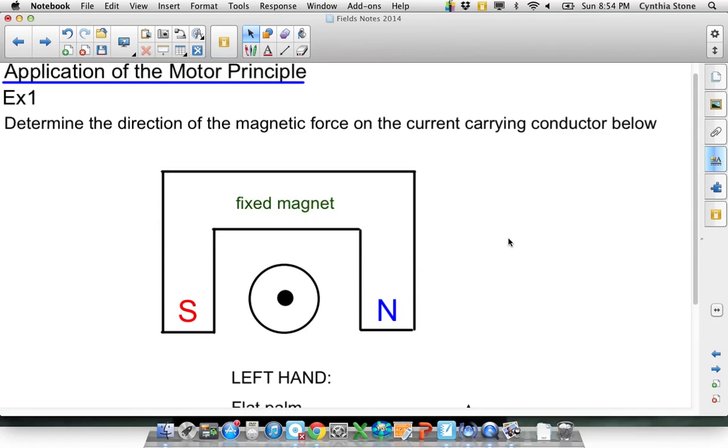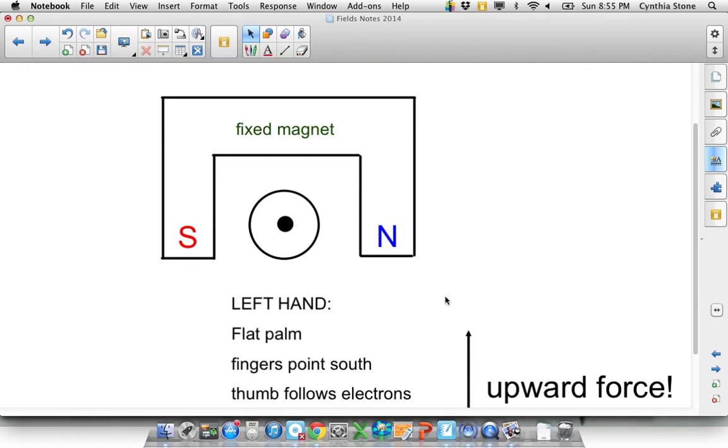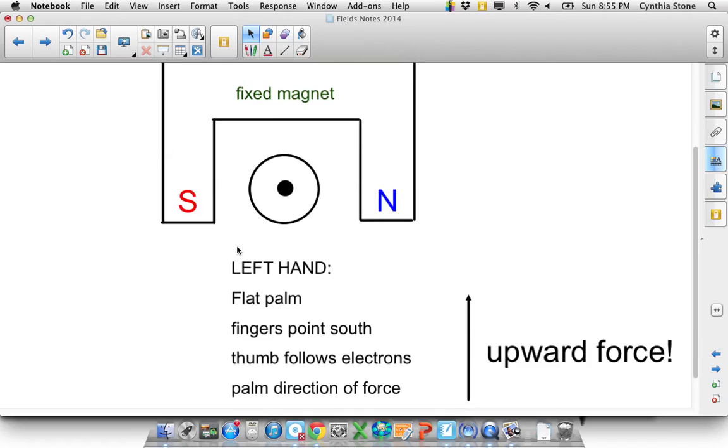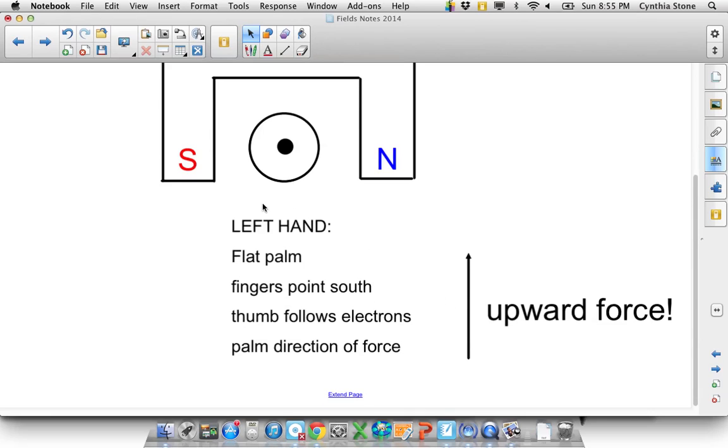Everything I told you about the direction of the field is all great, but the left-hand rule just makes it easier to remember it all. Flat palm, fingers point south, fixed south, and your thumb follows the electrons. If you did that yourself, your palm would tell you the direction of the force. My fingers on my left hand point towards the red, the south pole there. My thumb points out of the page with the electrons. My palm then is up, and so up is the direction of the force. Okay, we did all this last year.